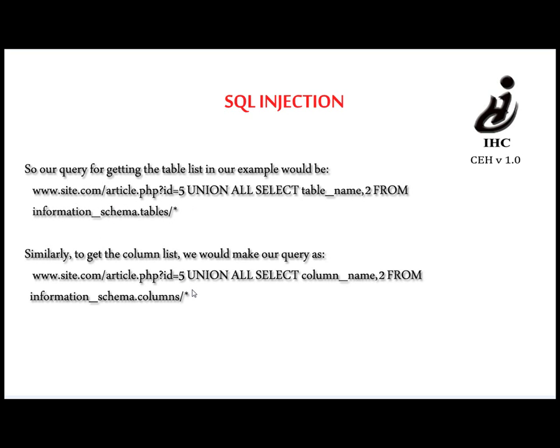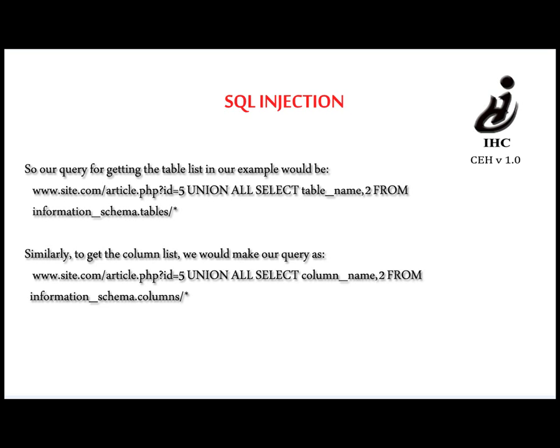Next we need to search for the tables containing username and password information. So we look for the probable table with that information. For my example, I would use the table user as a table that contains username and password. Similarly, to get the column list, we would make our query as site.com/article.php?id=5 union all select column_name,2 from information_schema.columns. This returns all the columns present in the database server.